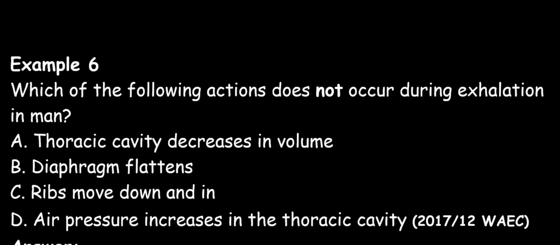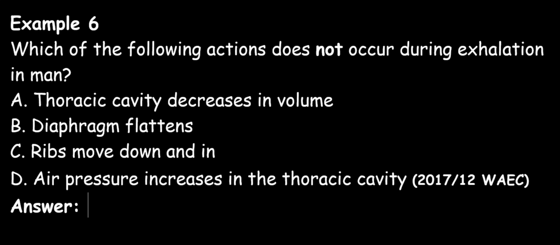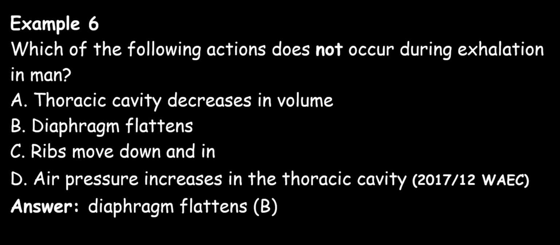The next question says, which of the following actions does not occur during exhalation in man? A, thoracic cavity decreases in volume. B, diaphragm flattens. C, ribs move downward and in. D, air pressure increases in the thoracic cavity. The answer to this question is B. The diaphragm actually becomes dome-shaped during exhalation. It doesn't flatten. It is during inhalation that the diaphragm actually flattens.